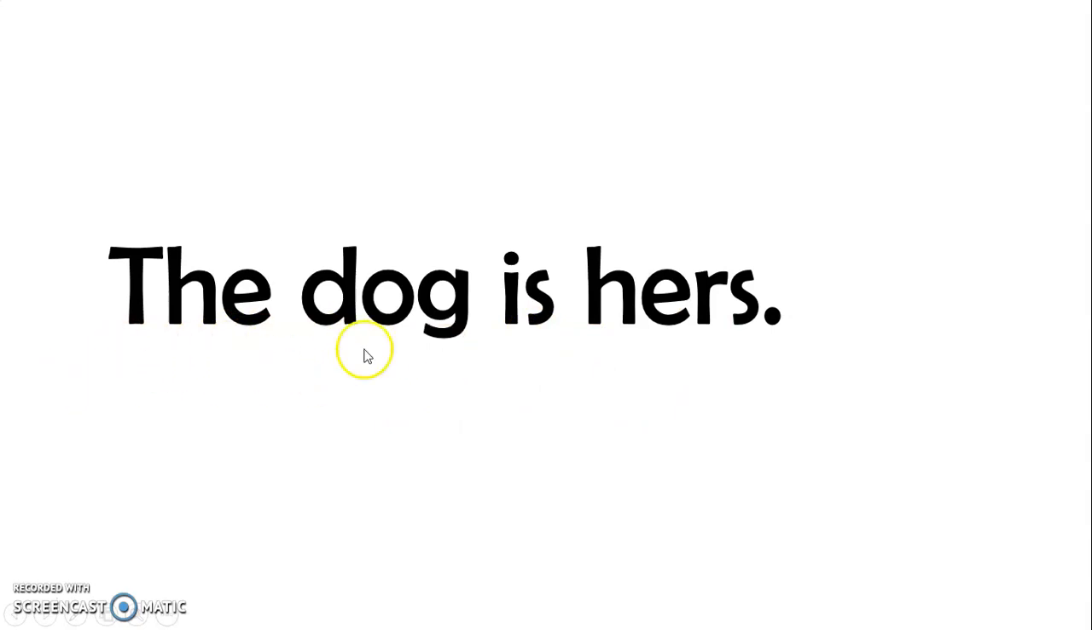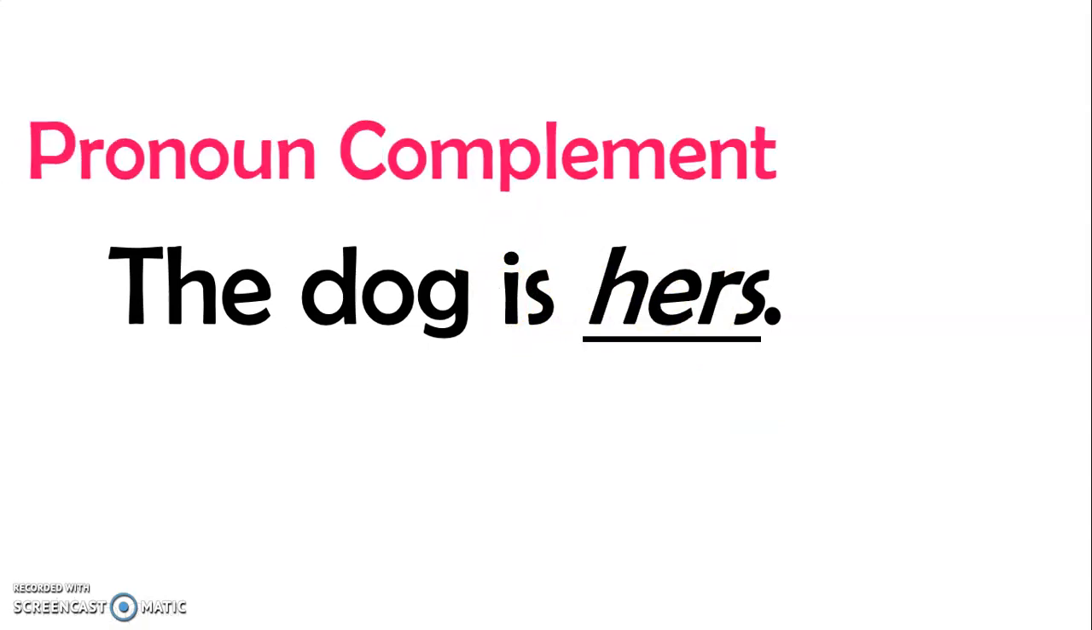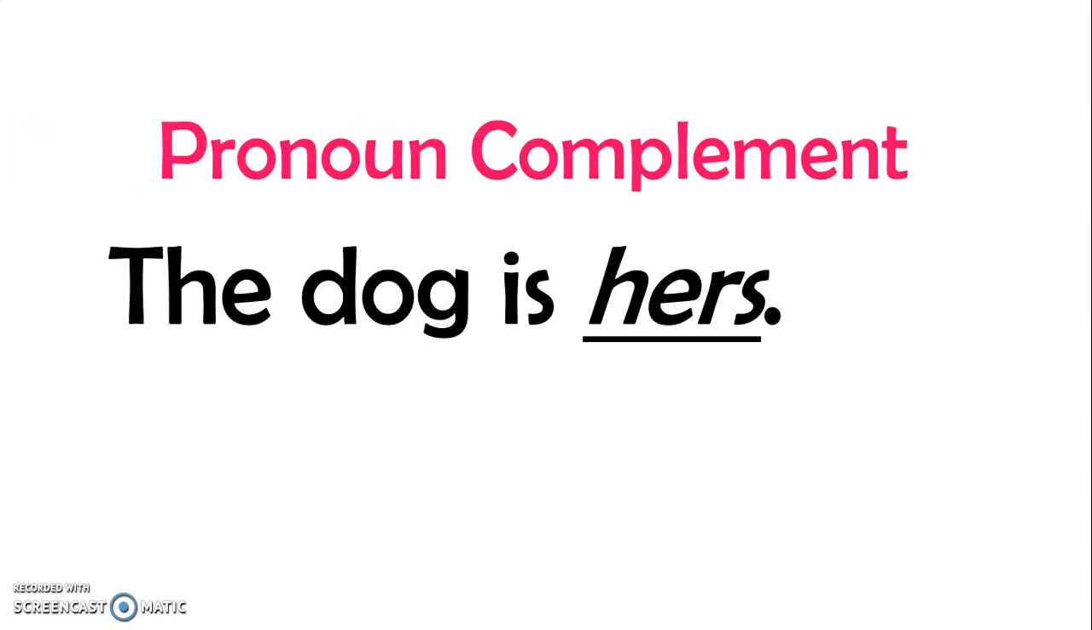Now, for the third one, in our sentence here, the first part is the dog, which is the subject. Is is the linking verb. Now hers is not a noun. It's also not an adjective, but it is a pronoun complement.